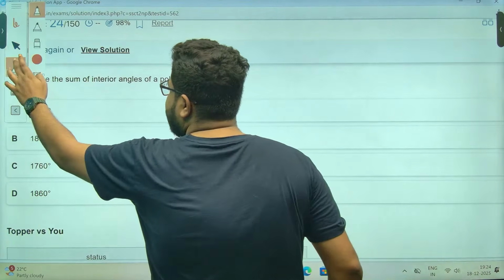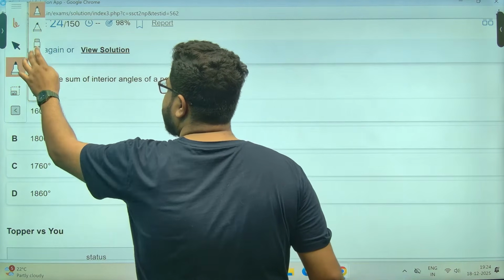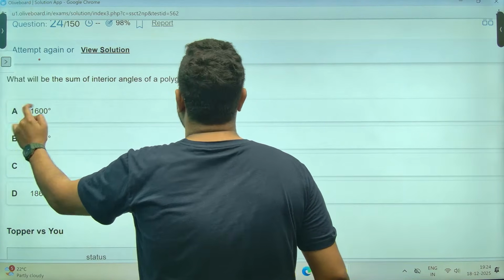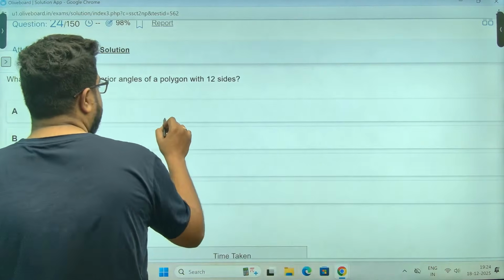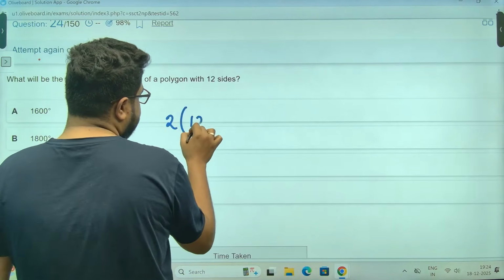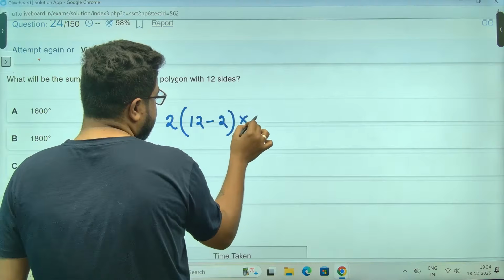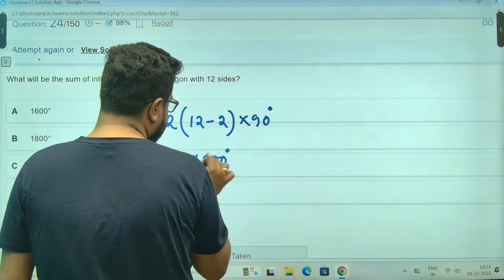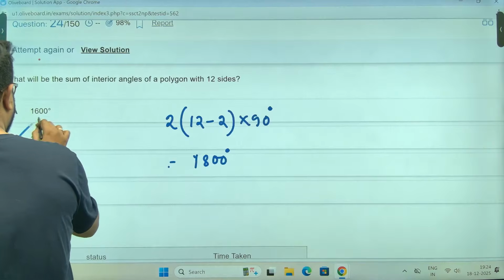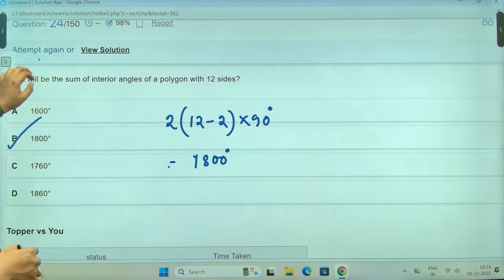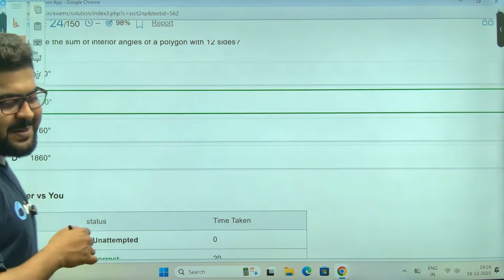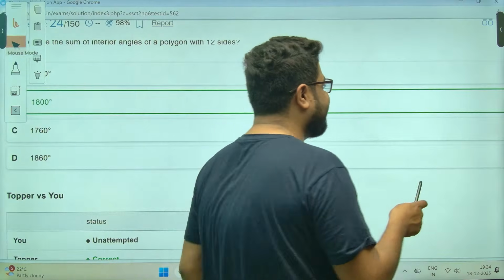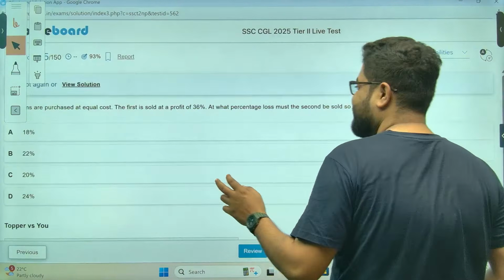Sum of the interior angles of a polygon. How many sides? 12 sides, sir. (2n minus 2) into 90. Sir, 1800 is the answer. Sir, was this even a question? This was a free hit question. Hit a six here.